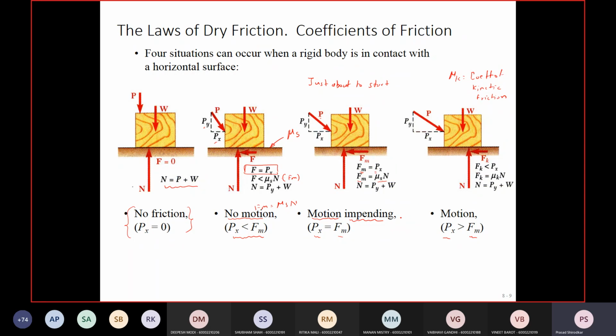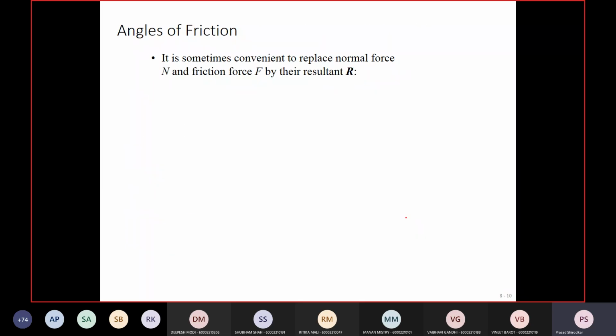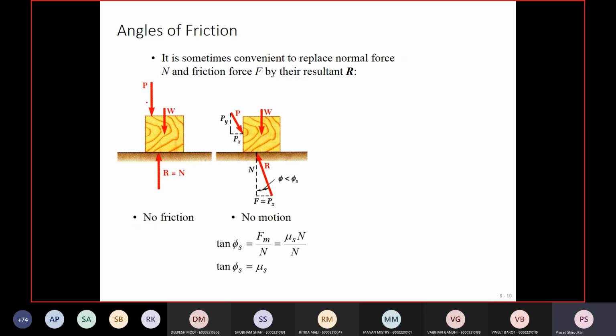Alright, so these are the four cases. Now let's consider what will happen if I replace this in terms of R. In this case, the resultant is just the normal reaction. That is in the first case. In this case, all the forces are parallel and there is no friction. Again, here phi is the angle made by the resultant of the normal and the frictional force. And in this case, phi is less than phi s. That is, phi s is nothing but tan inverse of mu static.